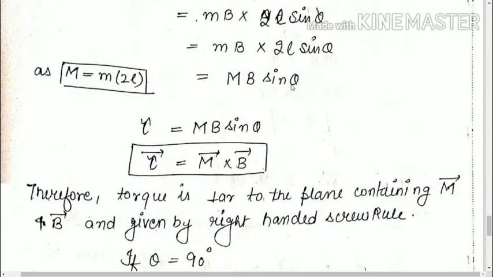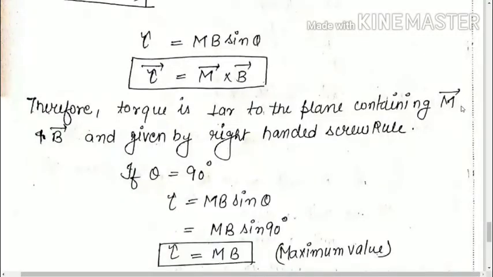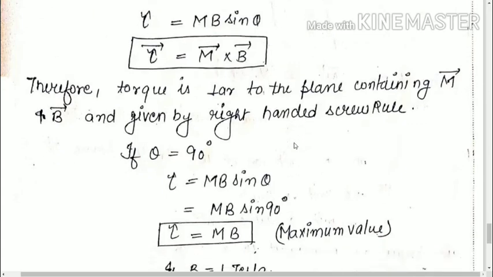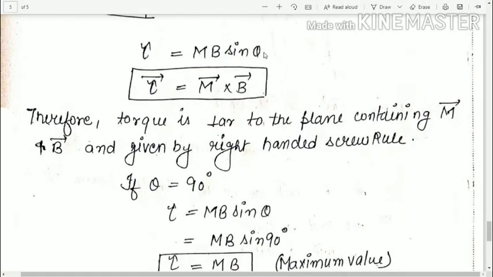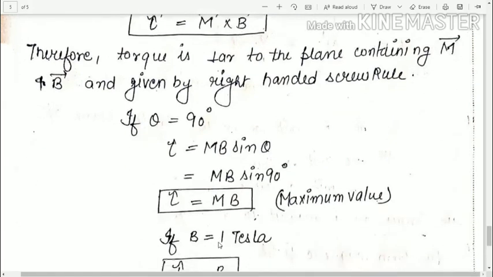Now if two physical quantities have a product with sine of theta, that means it is a cross product in vector form. Torque in vector form is equal to M vector cross B vector. The torque is perpendicular to the plane containing M vector and B vector, and it is given by the right-handed screw rule. All the rules are already explained in the video put in the physics lecture link. And if theta is equal to 90 degrees, torque is equal to MB, simply because sine of 90 degrees is 1, which is the maximum value.